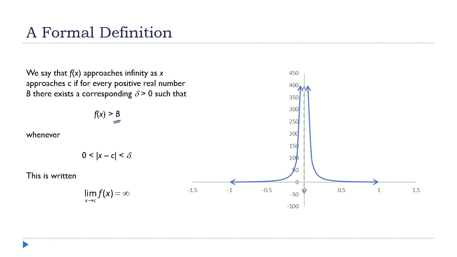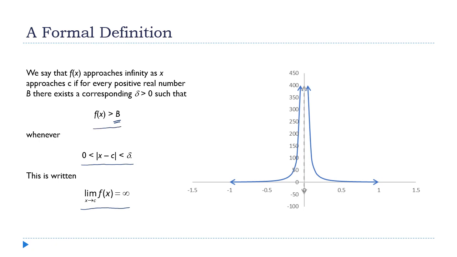All right, so what our definition says is that in order to say that the limit as x approaches c of f(x) is infinity, for every b, every real number b, presumably fairly large, whenever we have an x value whose distance from c is less than delta, the function value has to be greater than that number.